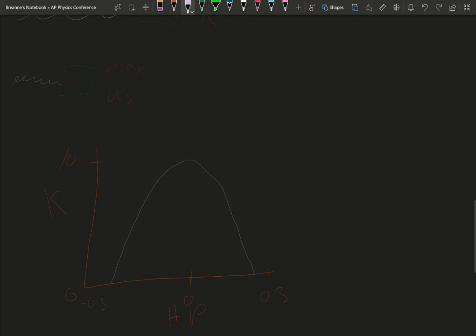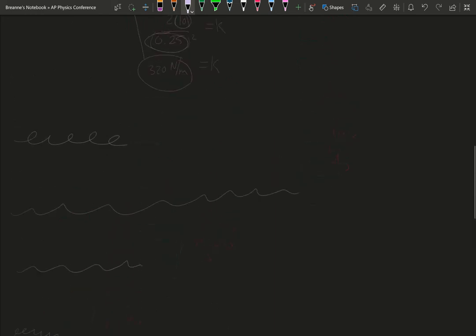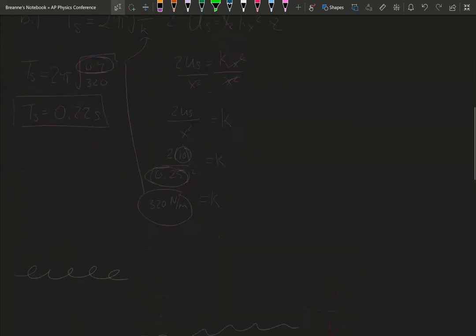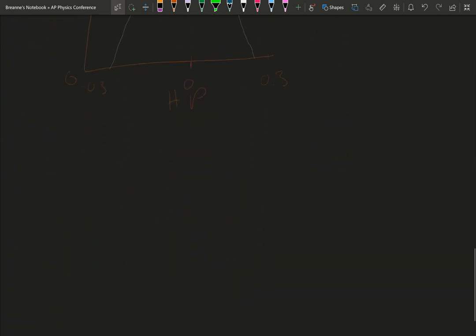Yay! So that is it for our simple harmonic motion. Hopefully, we have technically done this before in our energy unit at the beginning of the year, so hopefully most of this is a review. If you have any questions, please let me know.